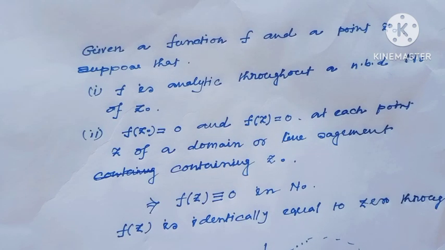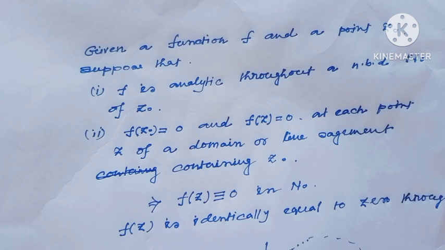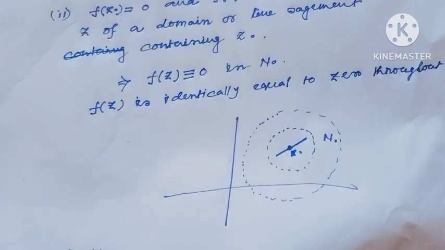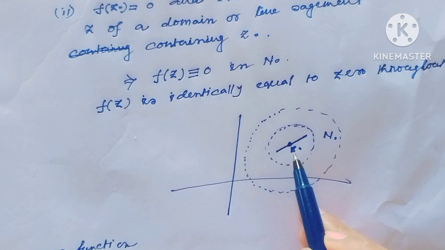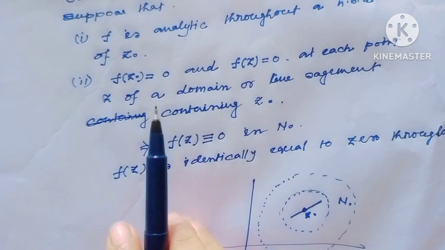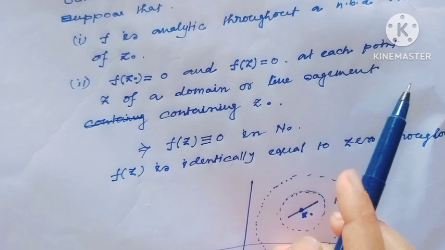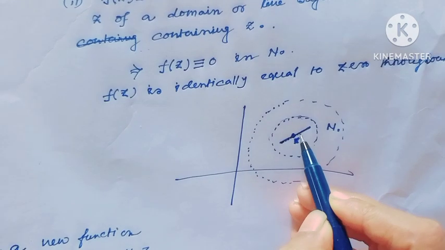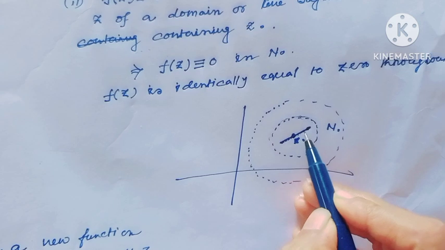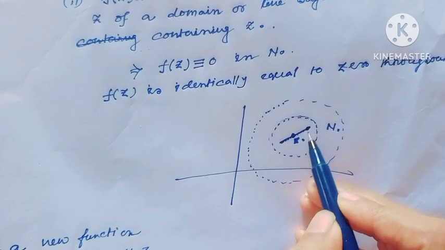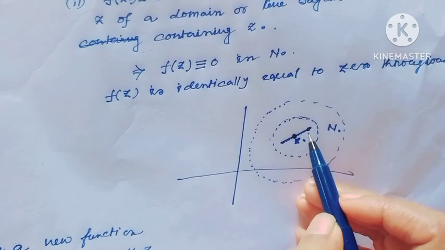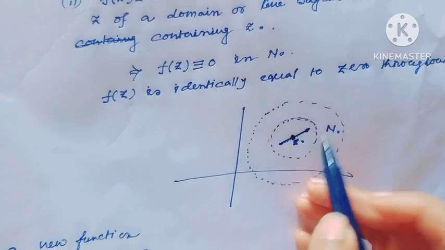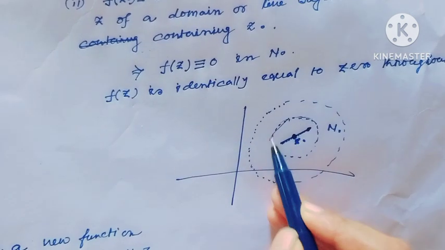So, by the identity theorem, we can tell, given a function f and a point z0, suppose that f is analytic throughout a neighborhood N0 of z0. Consider this neighborhood N0 around the point z0. If f(z) equal to 0 at each point z of a domain or line segment containing the point z0, then by the identity theorem f(z) is identically equal to 0 in the whole neighborhood N0.